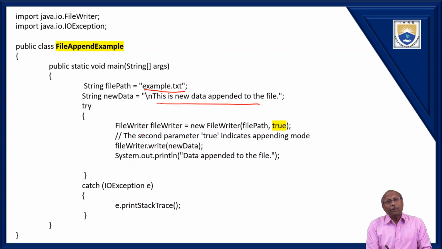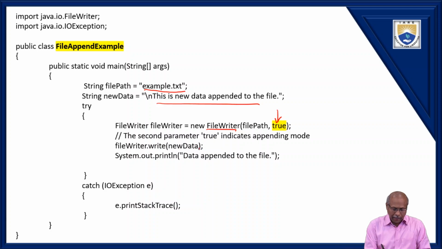So, first of all, what I have to do? I have to open the file using file writer with the true parameter. Once you write true, it says that it is ready to append. That means it is ready to insert at the end. If you are not writing true, what will happen? In that case, the old content will be erased. That means when you open in the only writing mode, old data will be erased. Whereas when you open in append mode, the data will not be erased. Old data will be there plus new data will be written at the end.